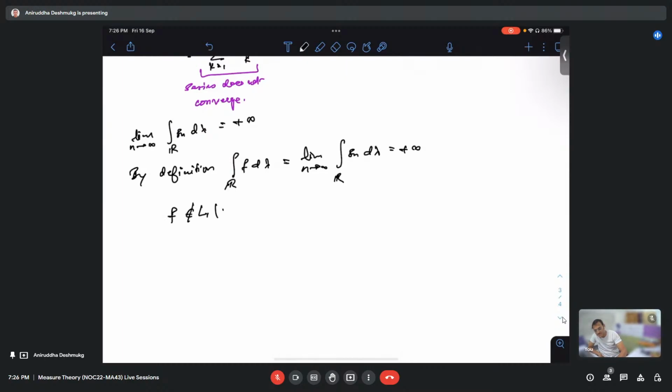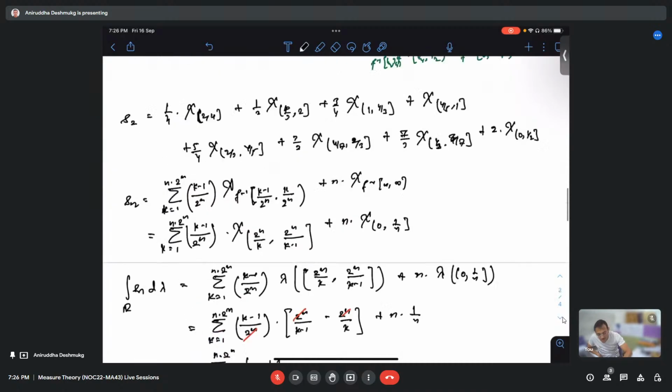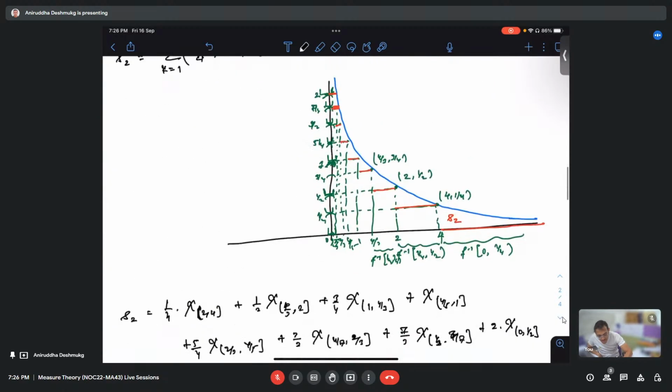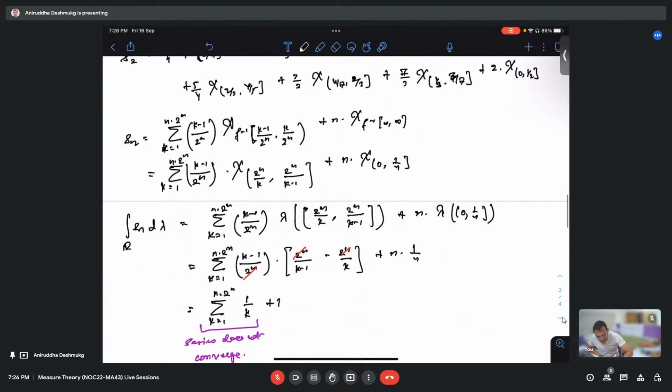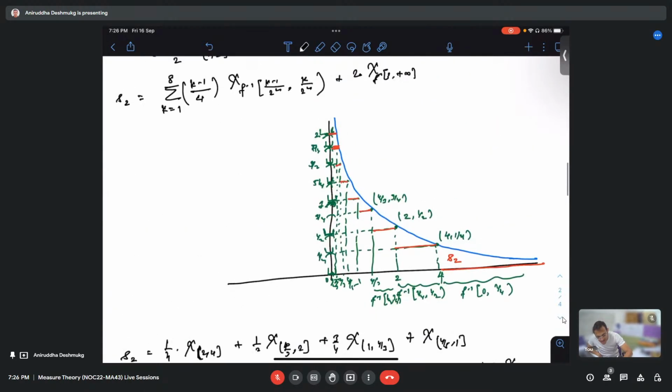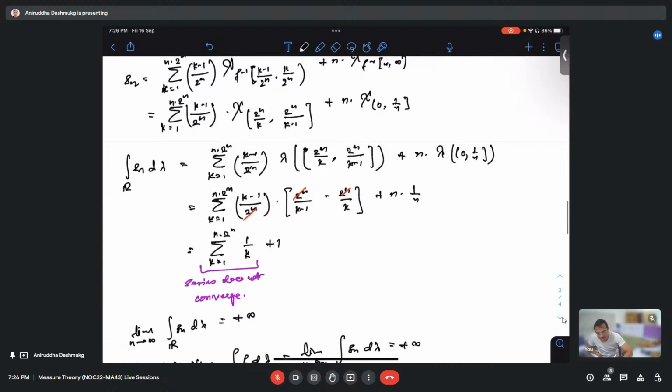F is not in L1V, or in this case L1 lambda. Okay. So if we look very closely, the problem is that near zero we get this type of a series, because as we increase our n, near zero we are making smaller and smaller rectangles. But every time I make this smaller rectangle, 1 by k appears somewhere, and I keep on adding this, I am going to get plus infinity.